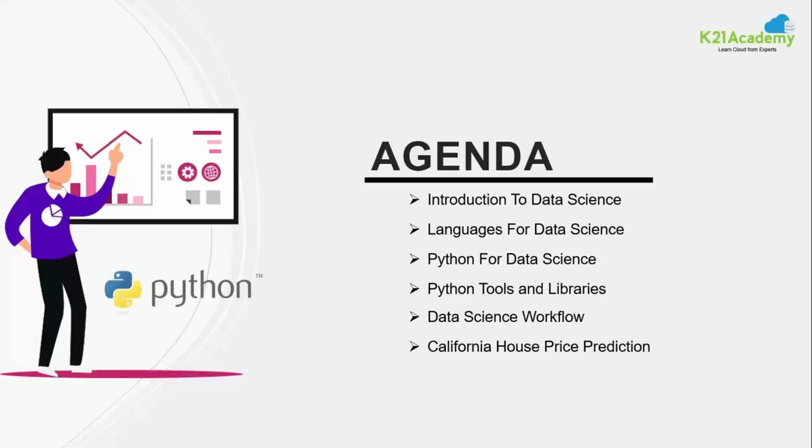Then, as we move ahead, we are going to see the various tools and libraries that Python supports for data science operations. Finally, we are going to have a look into a workflow of data science, and in accordance to that, we are going to see how we can predict California house prices using data science. So this is all for today's agenda.